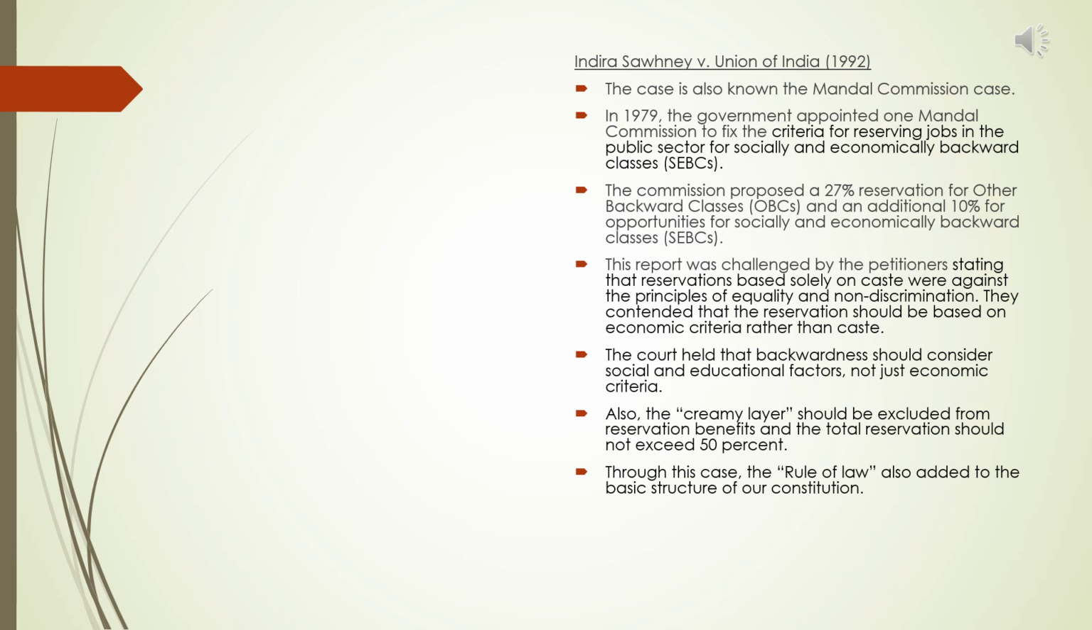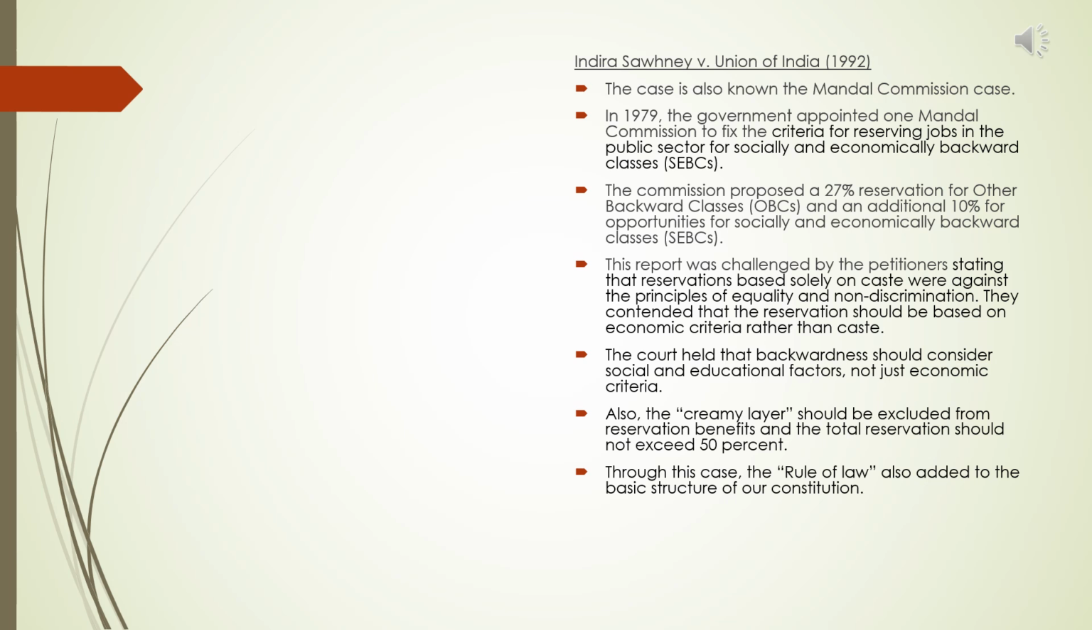And now comes Indira Sawhney's case, and this case is also known as Mandal Commission case. And what is this Mandal Commission? Let's see. In 1979, the Government of India appointed a commission to fix the criteria for reserving jobs in public sector for socially and economically backward classes. And this commission was headed by B.P. Mandal. He was a great politician. So the commission was named as Mandal Commission.